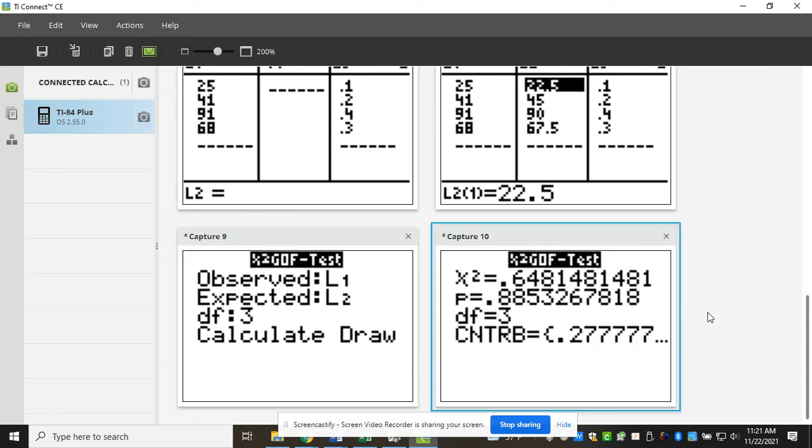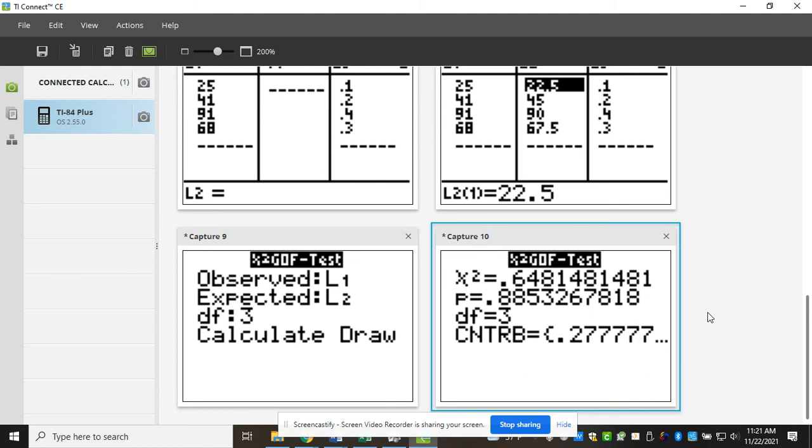So the very first thing it gives us is our chi-square statistic. The second thing it gives us is what? P-value. It tells us our degrees of freedom again. But then it gives us this weird letters thing at the bottom. If you scroll right, it's going to scroll through different numbers. So that CNTRB is contribution. It is telling you what each of your individual contributions are to the chi-square statistic.